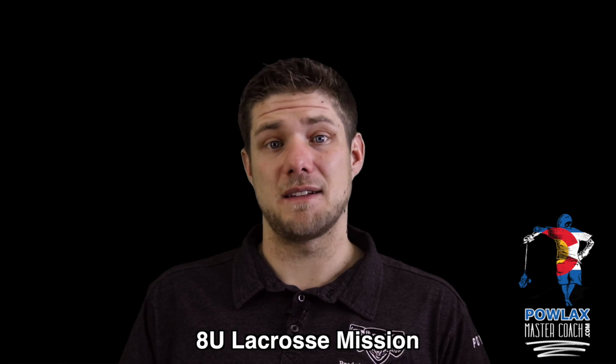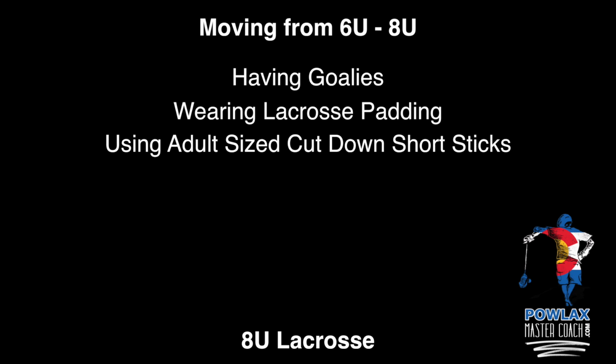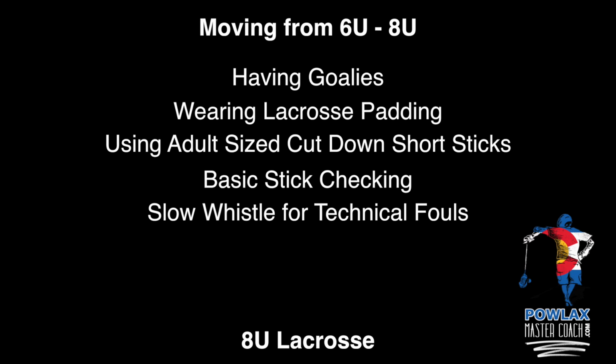time and time again. Moving from the 6U to the 8U rule sets, players will need to get used to having goalies, wearing lacrosse padding, using adult-sized short sticks that can be cut down, basic checking techniques, and the introduction of a slow whistle when a technical foul is committed against the team that has the ball.